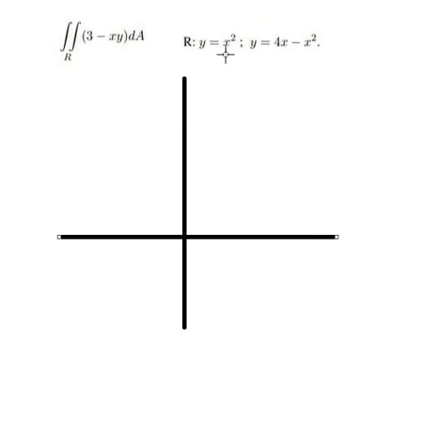Now let's go to the next one. We need to write the region in here. Y equals x squared. The graph should be like this. Y equals 4x minus x squared. The graph should be like this.